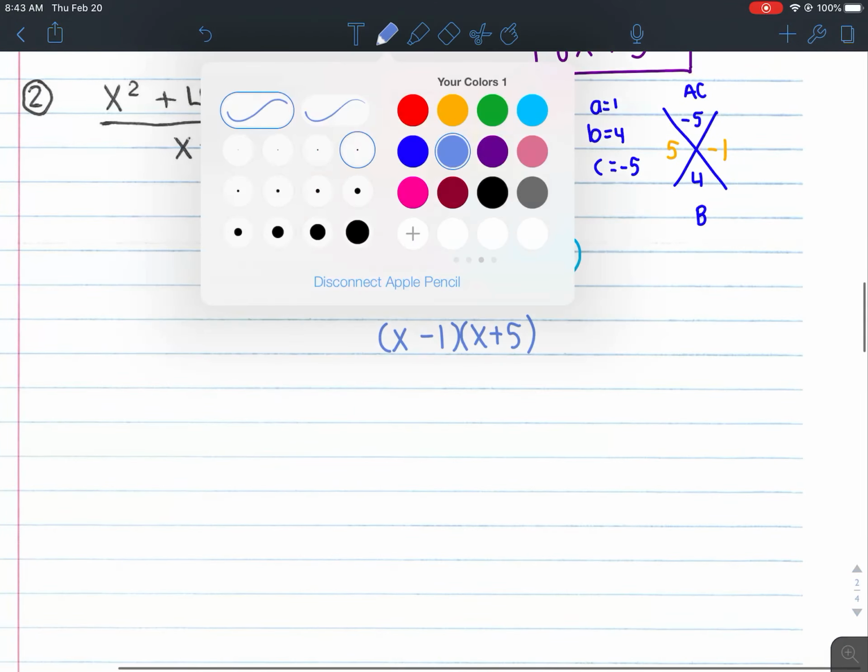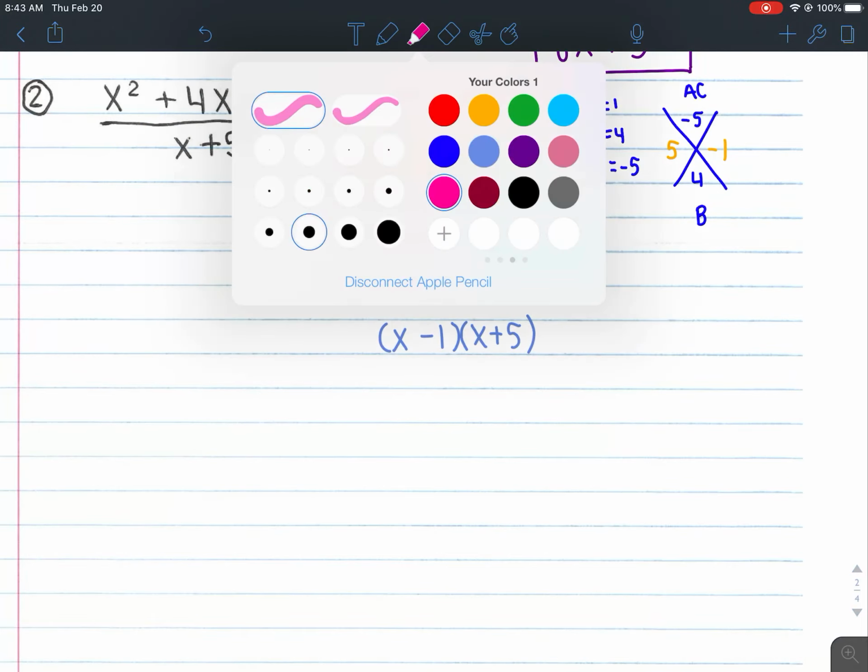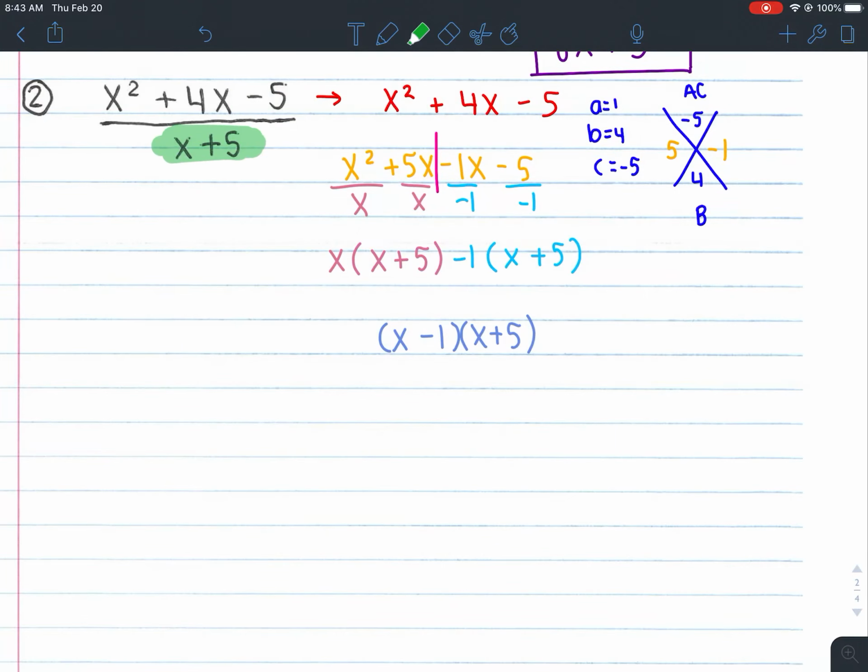And if it is ever too fast, you can always slow down the video by pausing it. So we're dividing it by x plus 5.